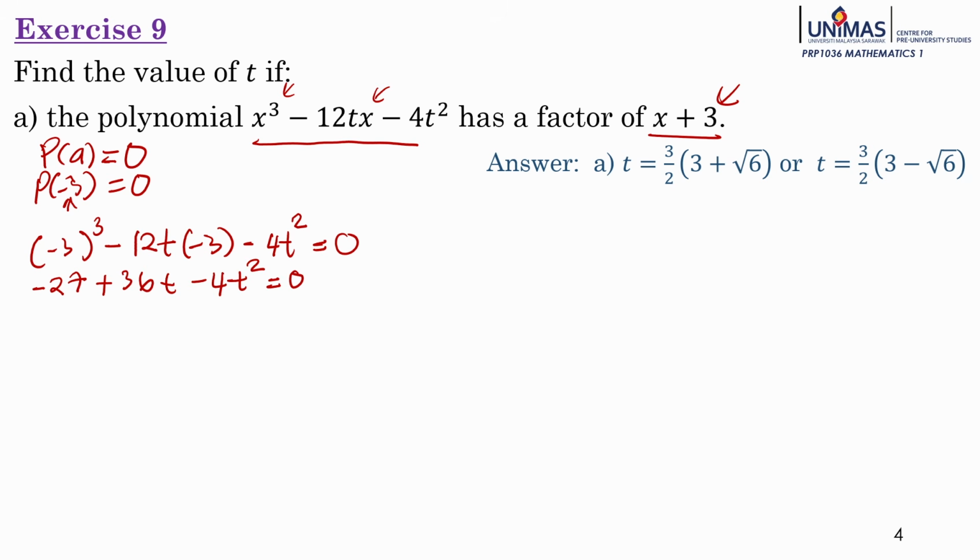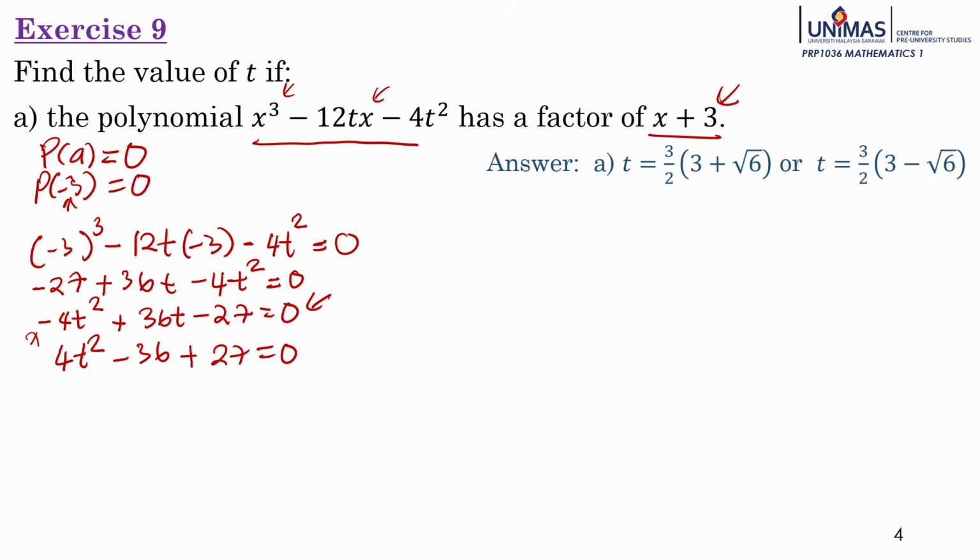Then I rearrange here. I put negative 4t squared plus 36t minus 27 equal to 0. For me, I always change this negative to be positive, so all the numbers here we multiply by negative. So we get 4t squared minus 36t plus 27 equal to 0. Actually, it doesn't matter if you want to stay here. It's okay, but for me, I like to change.